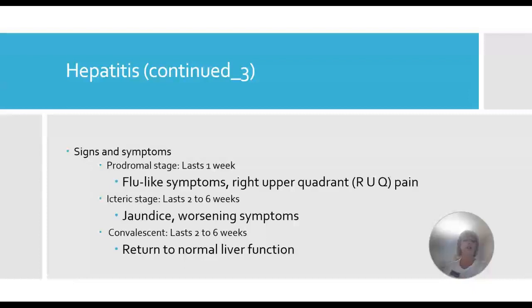Then you go into the icteric stage. This is where you get some jaundice because the liver is starting to be affected. The liver is not functioning like it should. It's not able to rid itself of the red blood cells, so we start to get jaundice, and then you get worsening symptoms. Once you get over that, which takes 2 to 6 weeks, you go into the convalescent stage, which lasts another 2 to 6 weeks. That's when your liver returns to normal liver function.